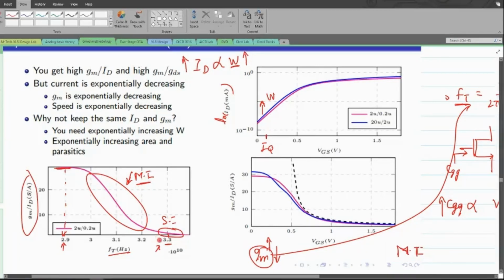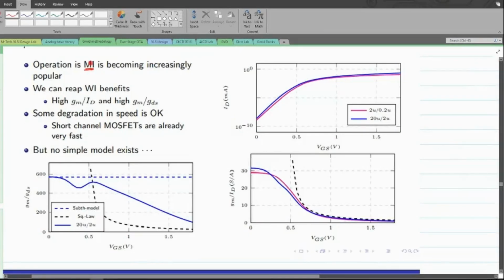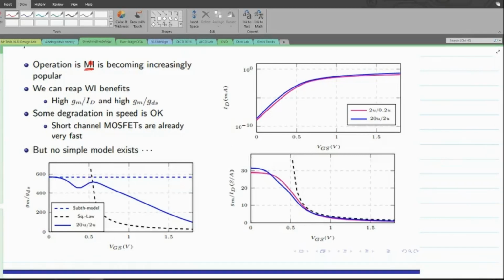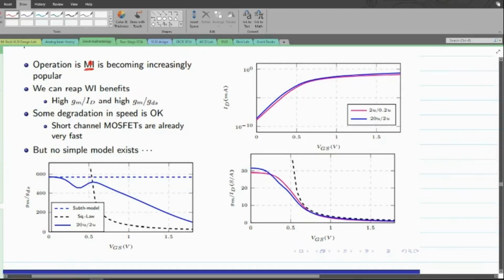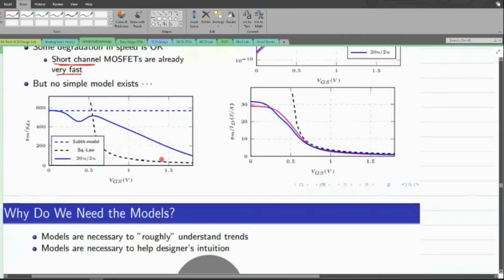So basically, we always try to fix our transistor to work in the moderate inversion to get the benefit of both these two regions. And this is becoming quite popular in today's designs. Now, what about ID?